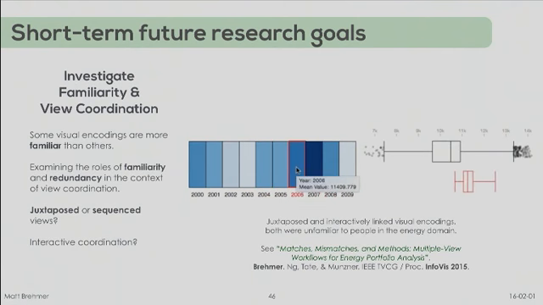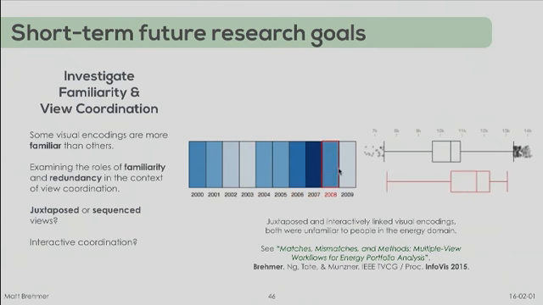So I want to study this phenomenon in greater detail, in a more controlled laboratory setting, to find out when we have pairings of visual encodings where one is more familiar than another to the person, or when both are totally unfamiliar, and to see where these pairings make sense, when they work, and when they fall short. Another factor to consider within this experiment would be the degree of interactive coordination between these pairings.